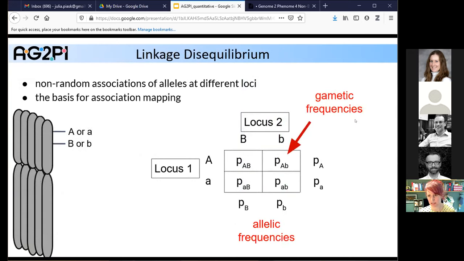So it relies on something called linkage disequilibrium. It's the non-random association of alleles at different loci. So if you had a population of individuals, and two loci, you could have a major or minor allele. You have the frequency of those alleles across the population, and then you compare that to the frequency of the observable gametes.